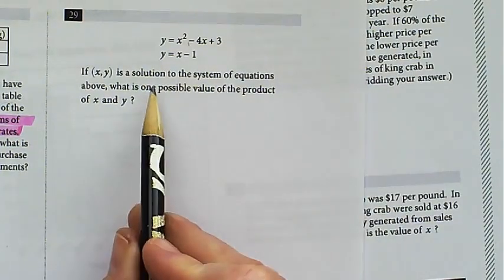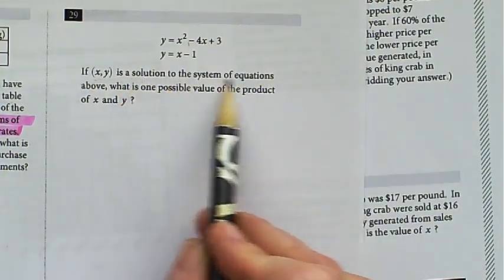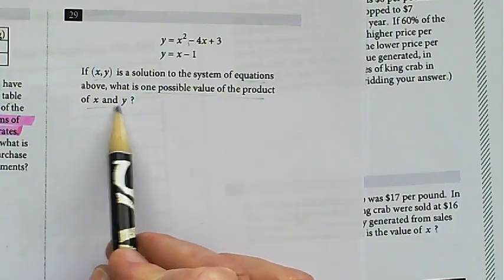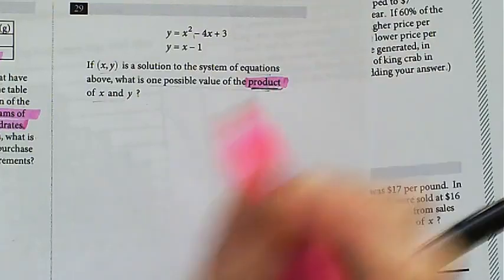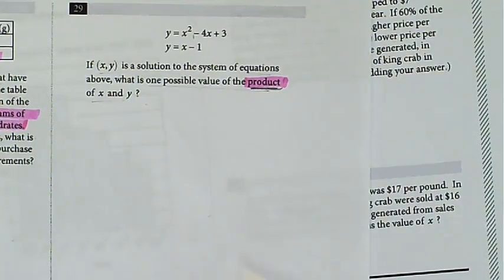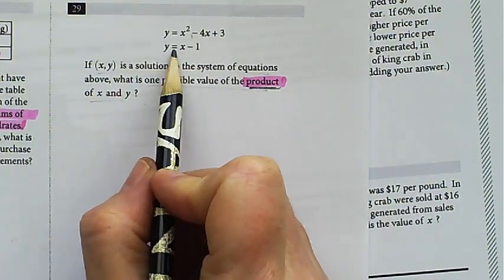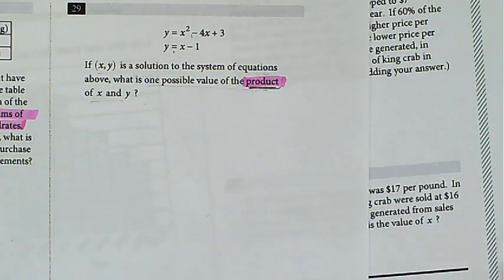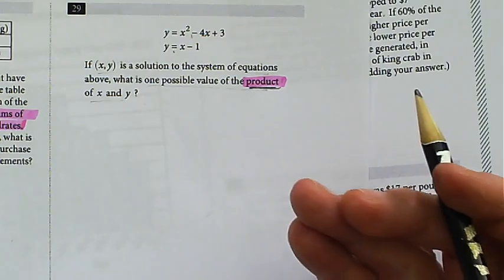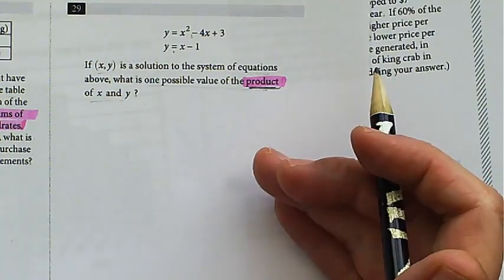29. If xy is a solution, what's one possible value of the product of x and y? This is actually pretty easy. If you're looking for a solution to a system and they're both written in terms of y, and you have a calculator, you could graph these two equations and see where they cross. That would be an easy way to do it.